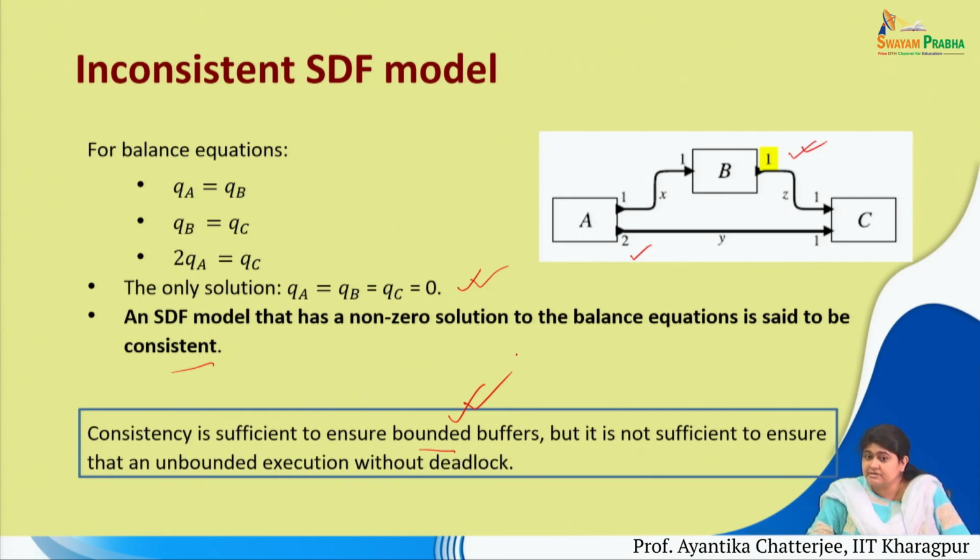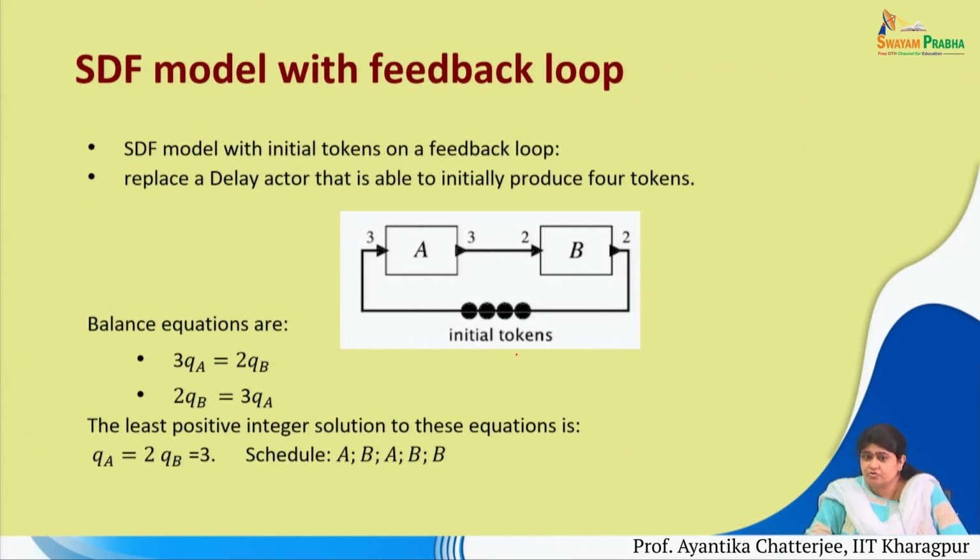Okay. But this is not a solution to the deadlock problem. There may be some unbounded execution and that may lead to some deadlock. Whatever we are checking with this balanced equation is sufficient to ensure that we can deal with unbounded execution using bounded buffers, but this is nothing related to deadlock. Okay. So for deadlock, we will see what we need to do in the next step.